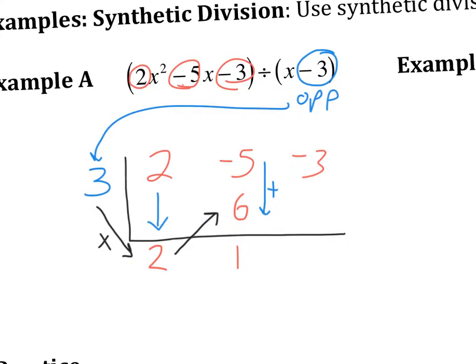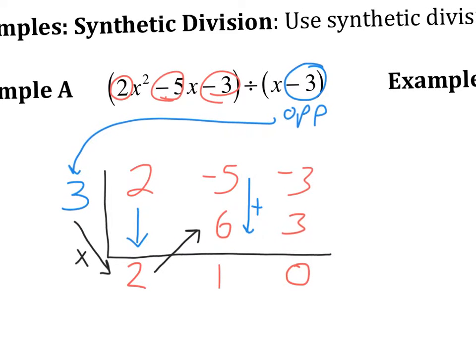Now I repeat that whole thing again. I take the 3, I multiply it by 1, and I bounce the result over there. So that gives me a 3 here. Next, I add downward, and notice what we get? We get a 0. So, what's my final result?